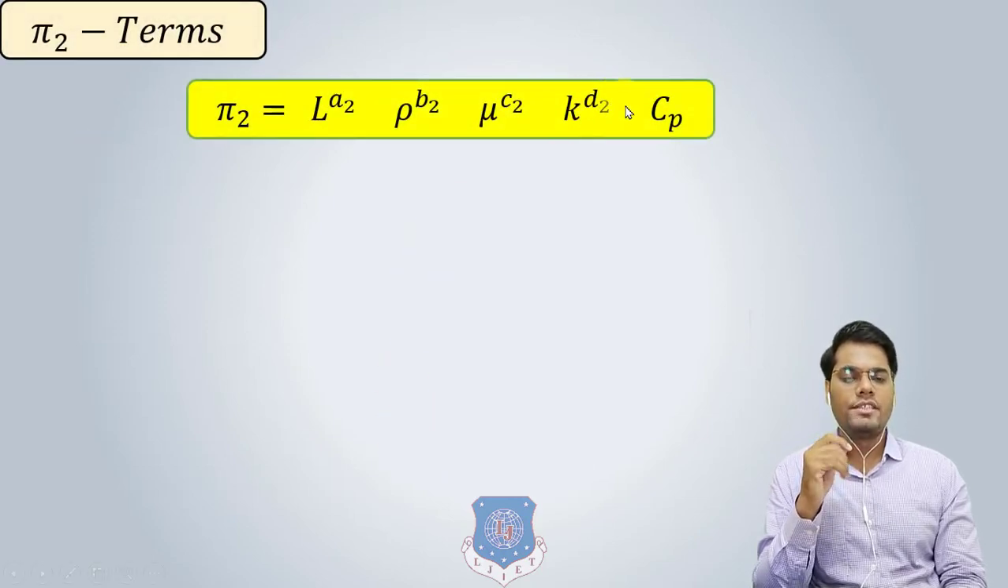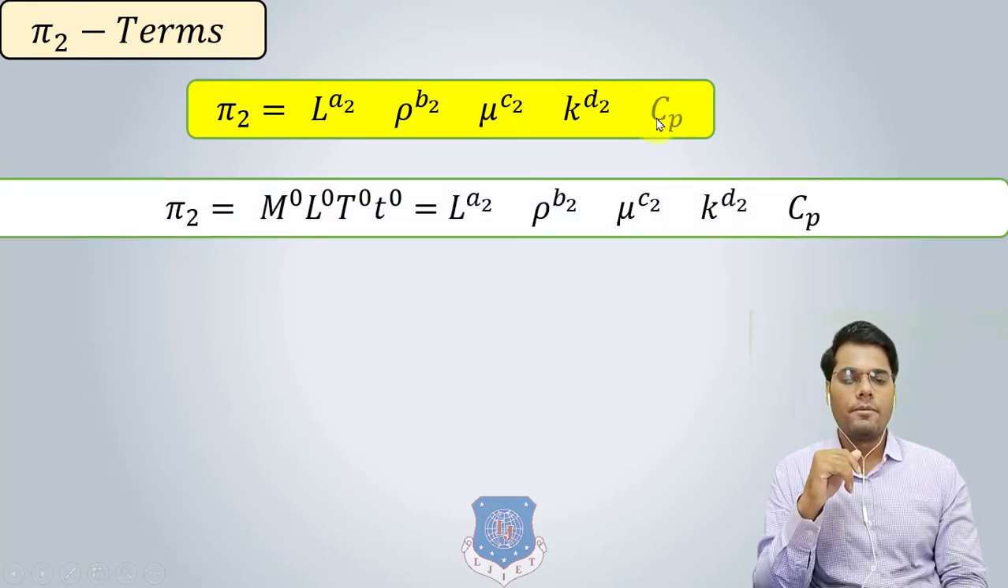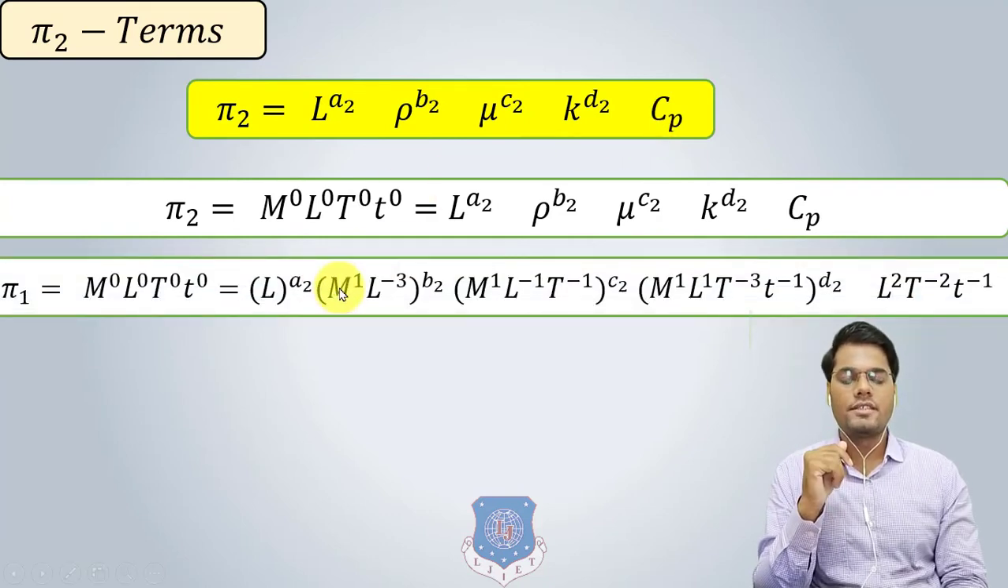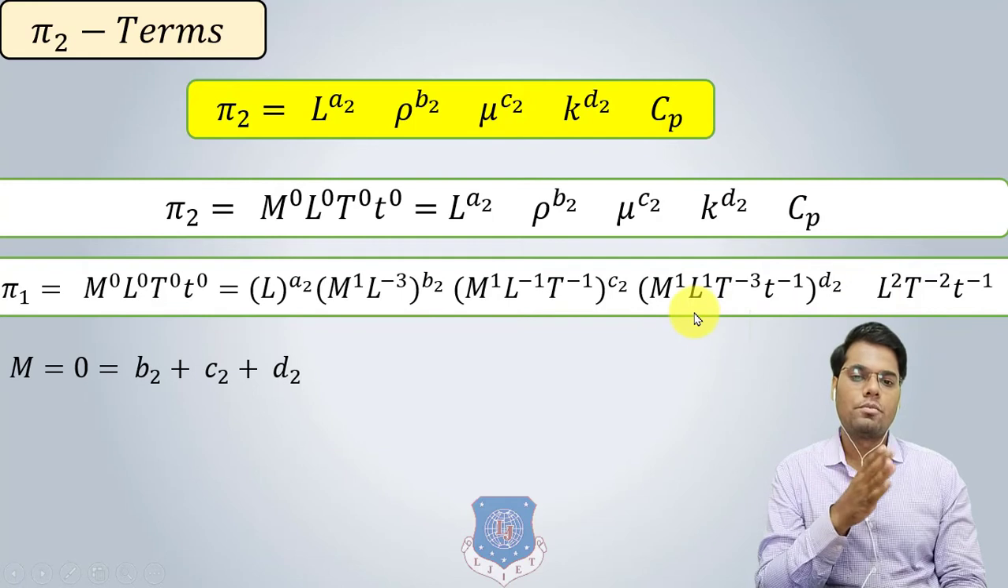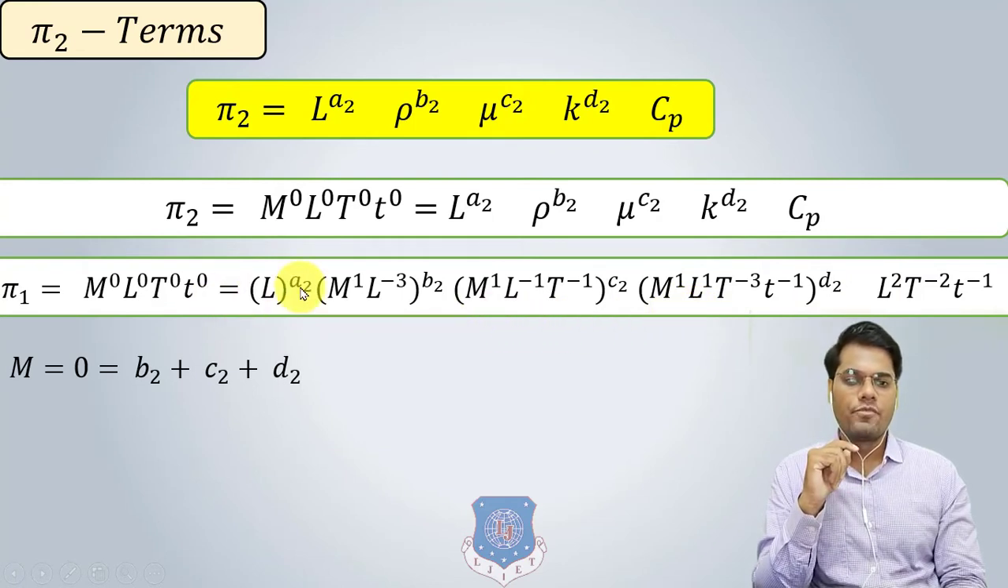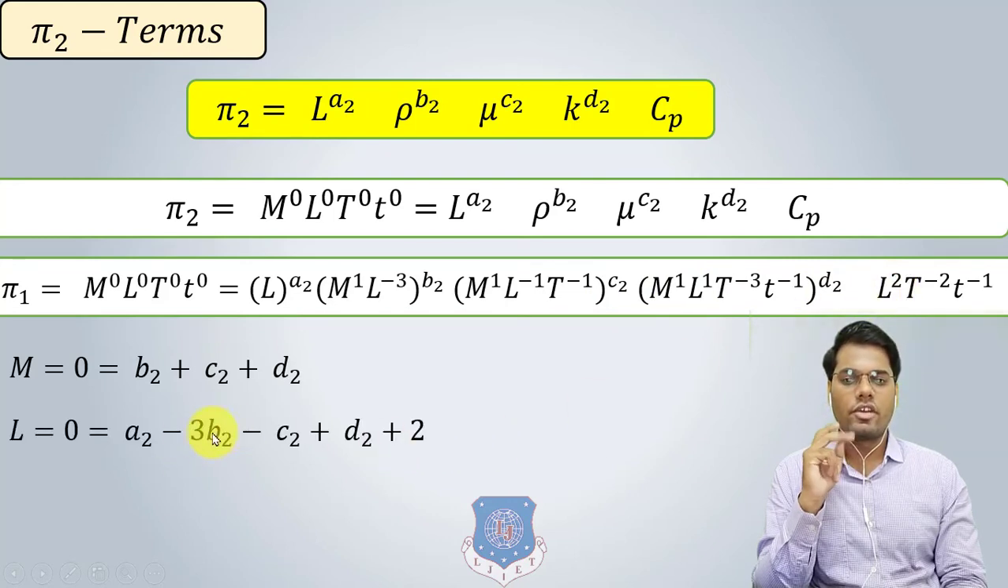Now repeating this sequence for pi 2. In pi 2, instead of beta g delta T, we have Cp, specific heat. Now from the table, replacing L, rho, mu, k, Cp by their fundamental quantities in MLTT form. First we have to generate the equation for capital M. So B2 into 1 plus C2 into 1 plus D2 into 1, so B2 plus C2 plus D2 is equal to 0. Second, for the L: A2 into 1 minus 3 into B2 minus 1 into C2 plus 1 into D2 plus 2 is equal to 0. So this is our equation number 2.